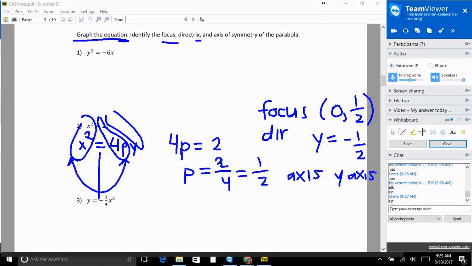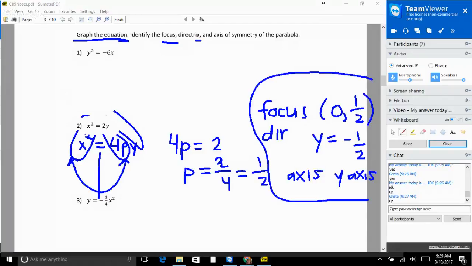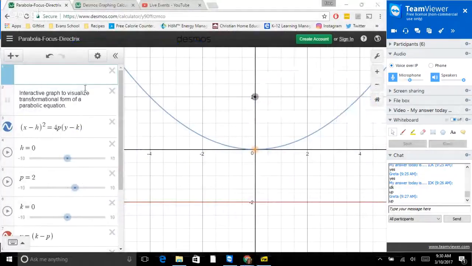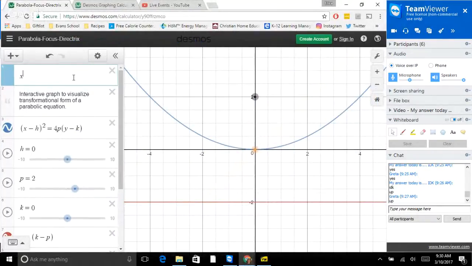Okay, so now if I go back to my original equation, let's clear things off a little bit, and I go into Desmos, I can check that this is all true. I mean, that I have the focus, the directrix, and the axis of symmetry correct. So my original equation is x squared equals 2y. Okay. Totally clear on there, right? x squared equals 2y. That's my equation, right?